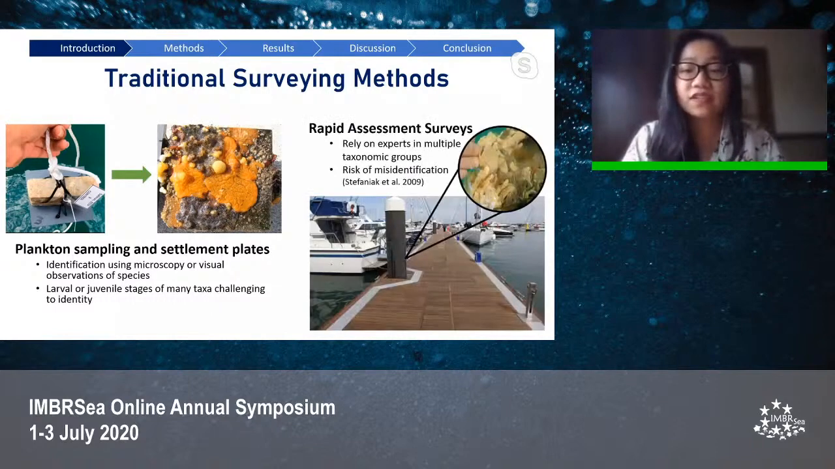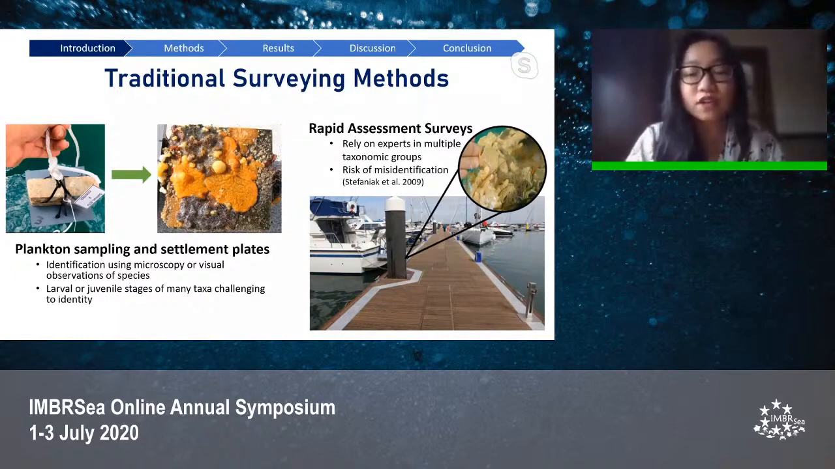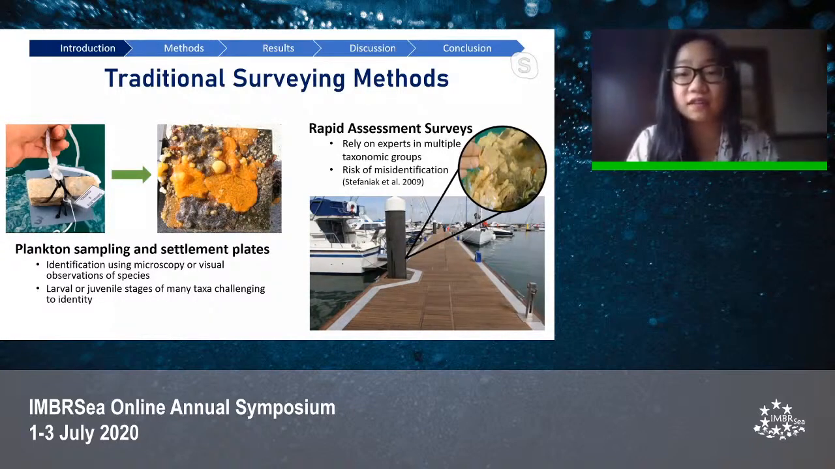So more rapid approaches, such as visual rapid assessment surveys, can be conducted at easily accessible sites, such as marinas, but these surveys also do rely on experts in multiple taxonomic groups. There's also the high risk of misidentification, particularly if it is the first sighting of a species, because prematurely assigning a new name results in multiple names globally for the same species, which can cause confusion, as seen in the publication of Stefaniak et al. 2009.